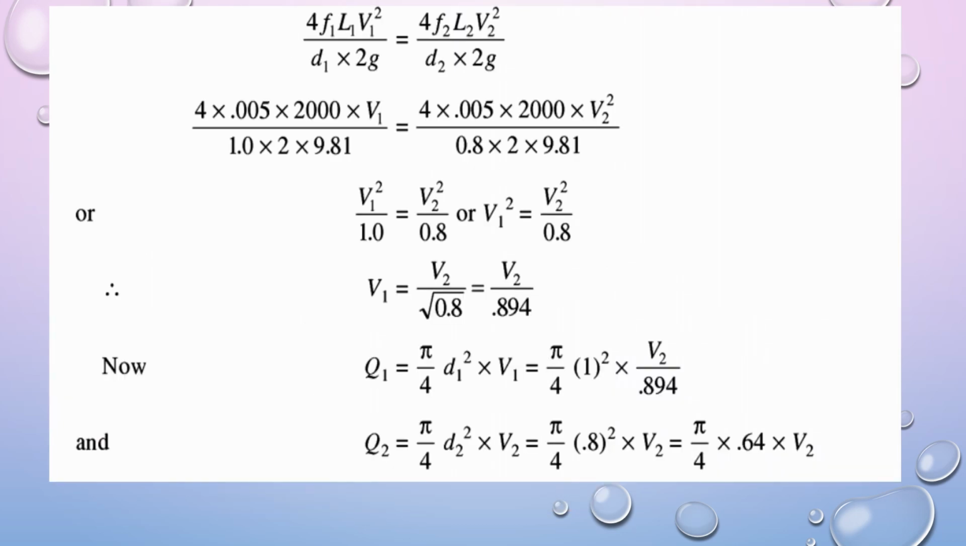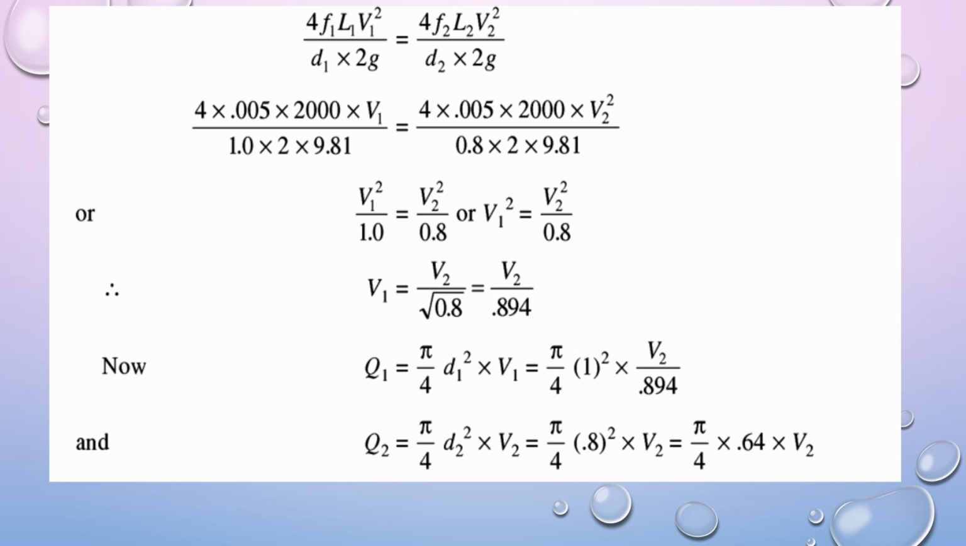Substituting those values, we do not know the value of V1 and we do not know the value of V2. So we substitute all other values, and finally what we get is V1 square by 0.1 is equal to V2 square by 0.8, or we can write V1 is equal to V2 by root of 0.8, or V2 by 0.894. And we have to write Q1 and Q2.